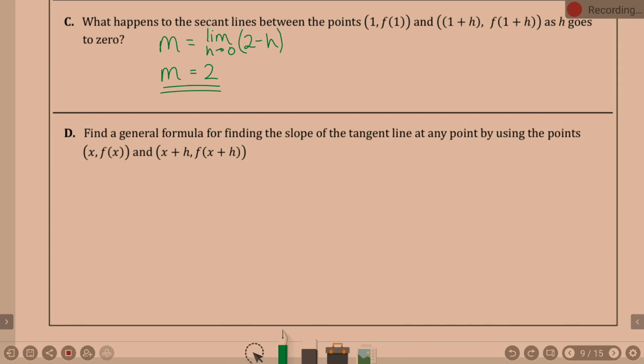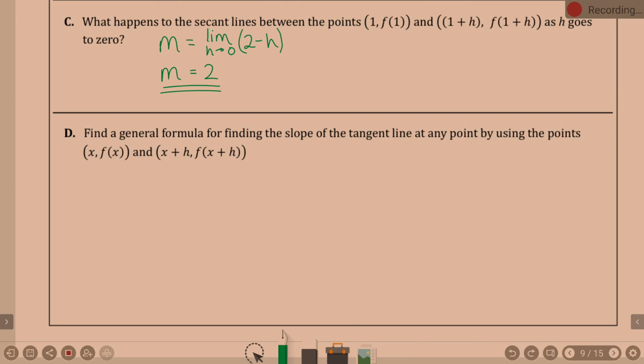Okay, so as that h is approaching 0, your slope is getting closer and closer to 2. And if you go back to part A, we originally found 1.999, right? And so the more zeros you put in there, the more 9s you're going to get.